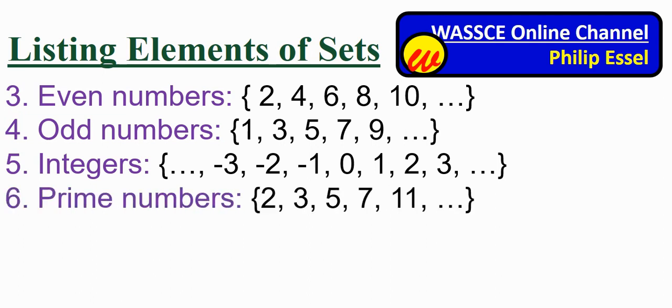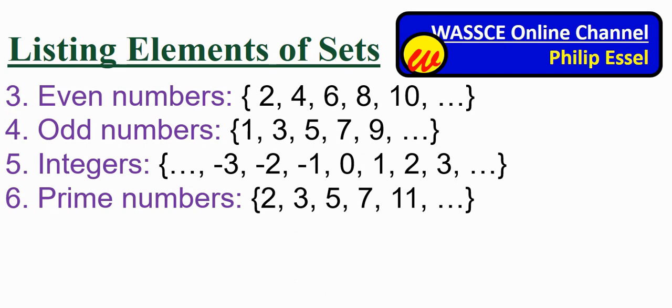Now, let's look at prime numbers. So we need to note that prime numbers are numbers that have only 2 factors. So the numbers 2, 3, 5, 7, 11 to infinity are prime numbers.